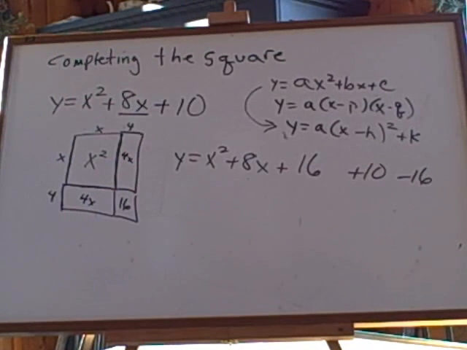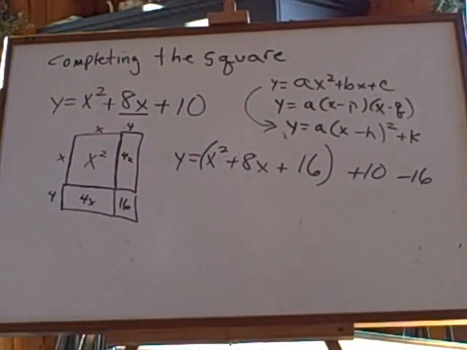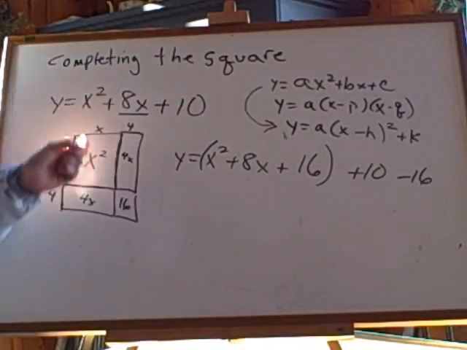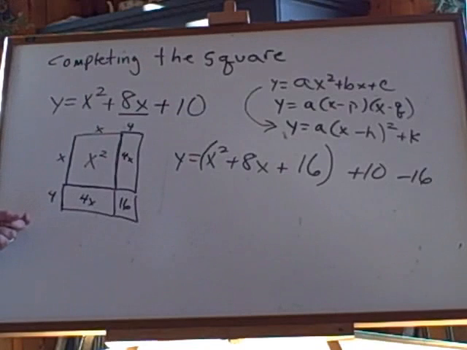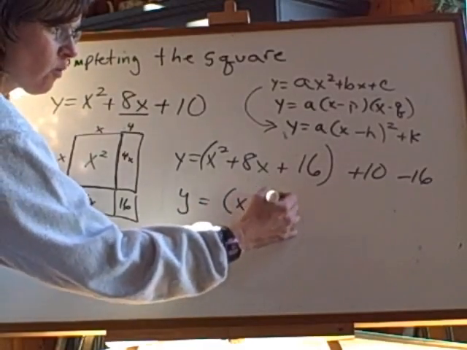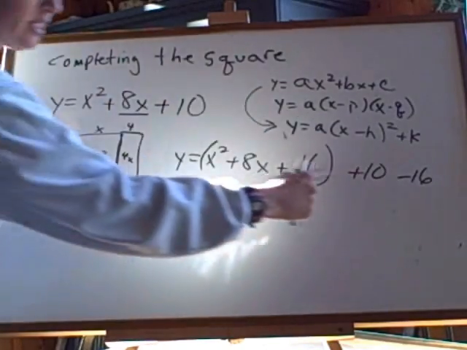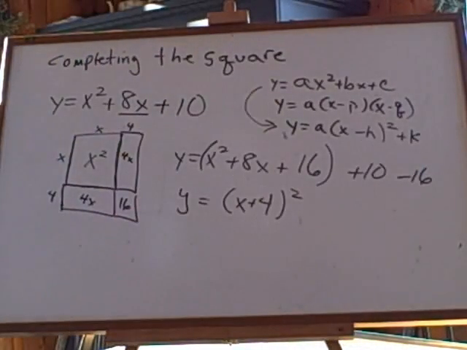Work with me here. Just hang on. Okay, we're going to put this in parentheses, and we're going to factor that. We already know it's x plus 4 times x plus 4, because that's what it means to complete the square. So we can write it as y equals x plus 4 quantity squared. And what am I left with on the outside here? Plus 10 minus 16, which is negative 6. Let's just say minus 6.